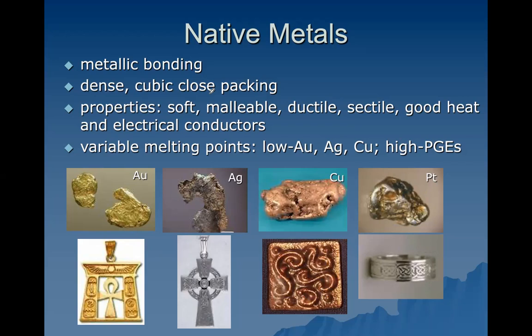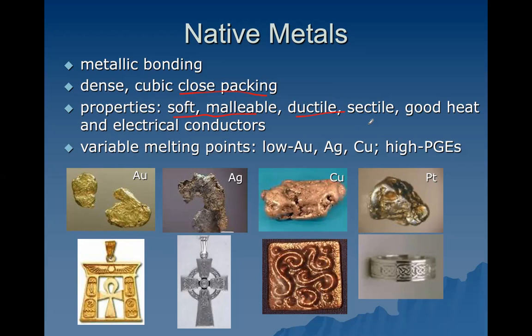Properties. Structure-wise, they can be deformed, that means malleable, but they last long because of this close packing. They don't get easily destroyed, right? The pure form, 100% pure form, of these native metals is very soft, but ductile. They can be changed into different shapes, and sectile, easily sectioned.